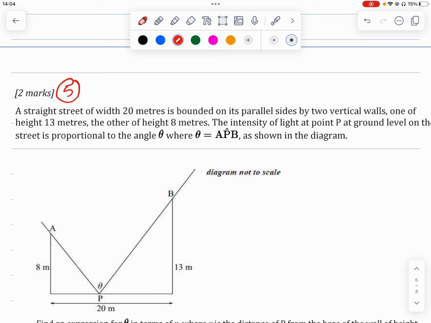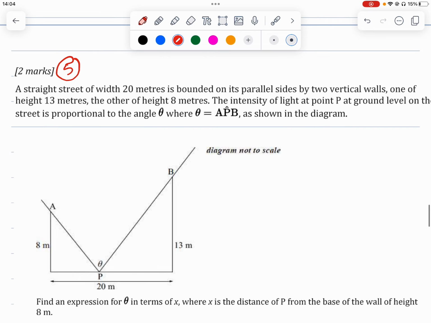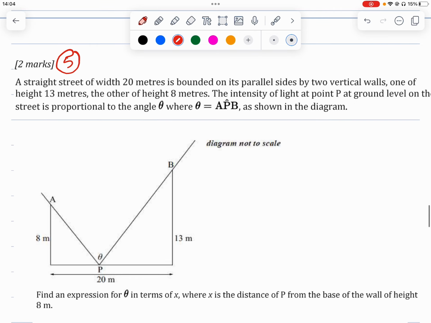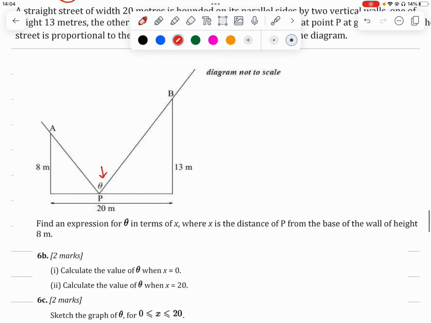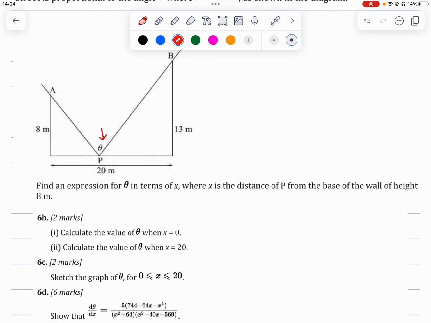So what is he asking? A straight street of width 20 meters is bounded on its parallel sides by two vertical walls. One of them is 13 meters and another one is 8 meters. The intensity of light at a point P at ground level on the street is proportional to the angle theta, APB. This is the angle APB. Find an expression for theta in terms of x, where x is the distance of P from the base of the wall of height 8 meters. So this is x. If this is x, then the other one has to be 20 minus x. That is x, and the other one is 20 minus x.